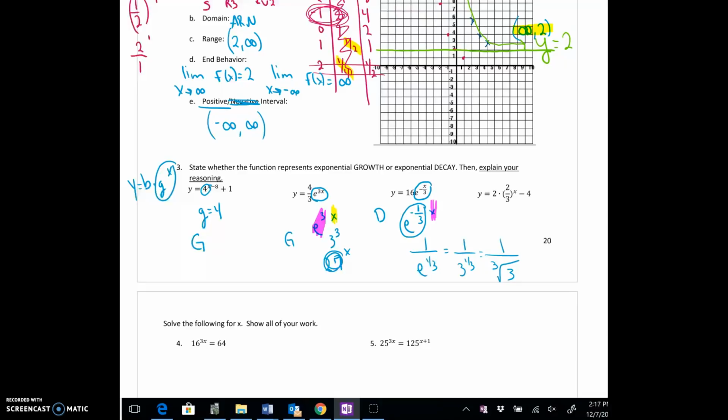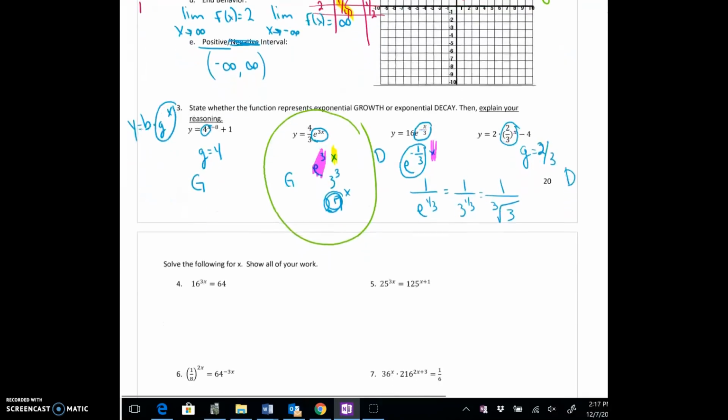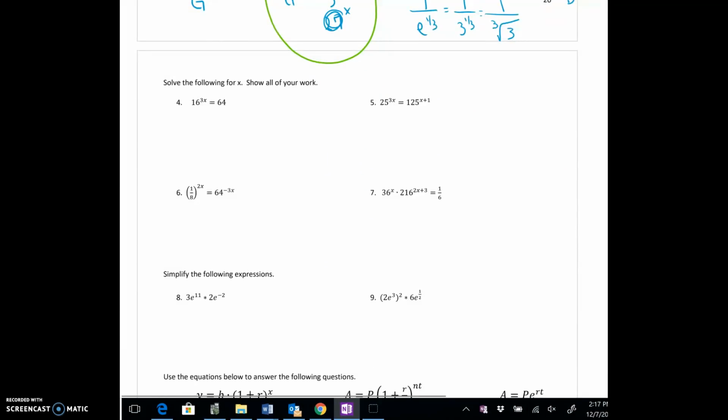And then on the last one, what I'm looking for, my g to the x power, here it is. G is 2/3, and since that's, excuse me, that's supposed to be a 2, less than 1, that's going to make this decay. So the first two are growth, the last two are decay. All right, so kind of going off of this idea, we're reworking the bases. That's what's going to happen here on number 4, 5, 6, and 7.